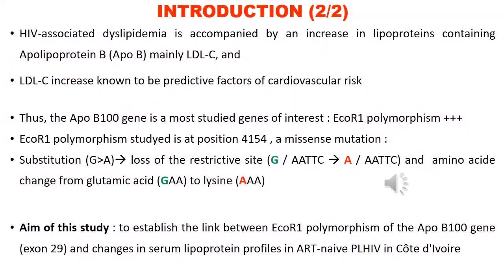The aim of this study was to establish the link between EcoR1 polymorphism in exon 29 of the ApoB100 gene and changes in serum lipoprotein profile in ART-naive patients living with HIV in Ivory Coast.